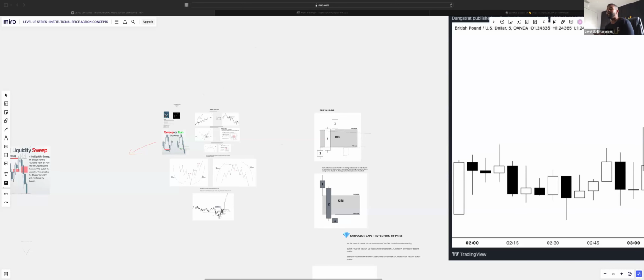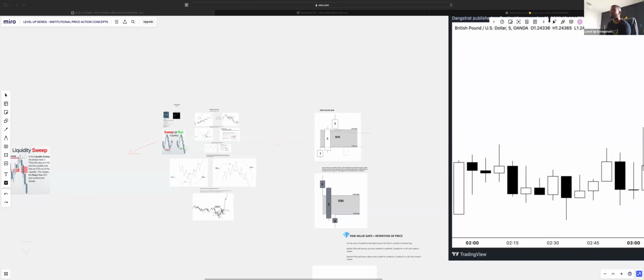Can anyone tell me what makes up a liquidity sweep? What is a liquidity sweep? Why do we care about a liquidity sweep? Continuation? Okay. Anyone else? What makes a liquidity sweep? Orders? Anything else? Two fair value gaps? Okay.